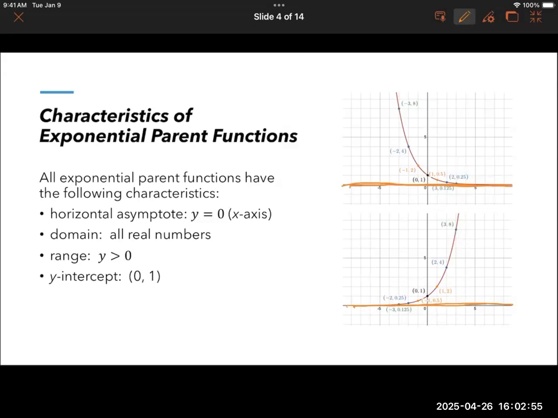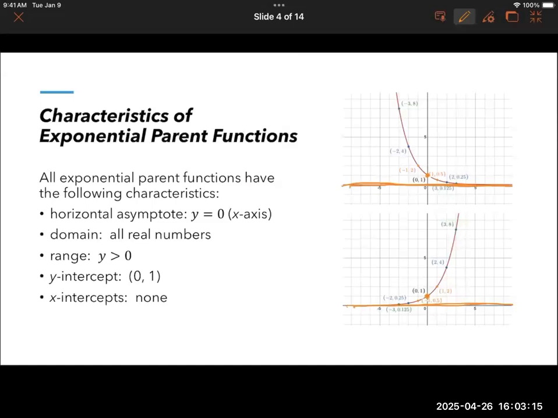We always have a y-intercept at (0, 1). You can see that here and here, because no matter what the base is, if we take it to the 0 power, we will get 1 as a result. So in the parent function, we always have that point (0, 1).